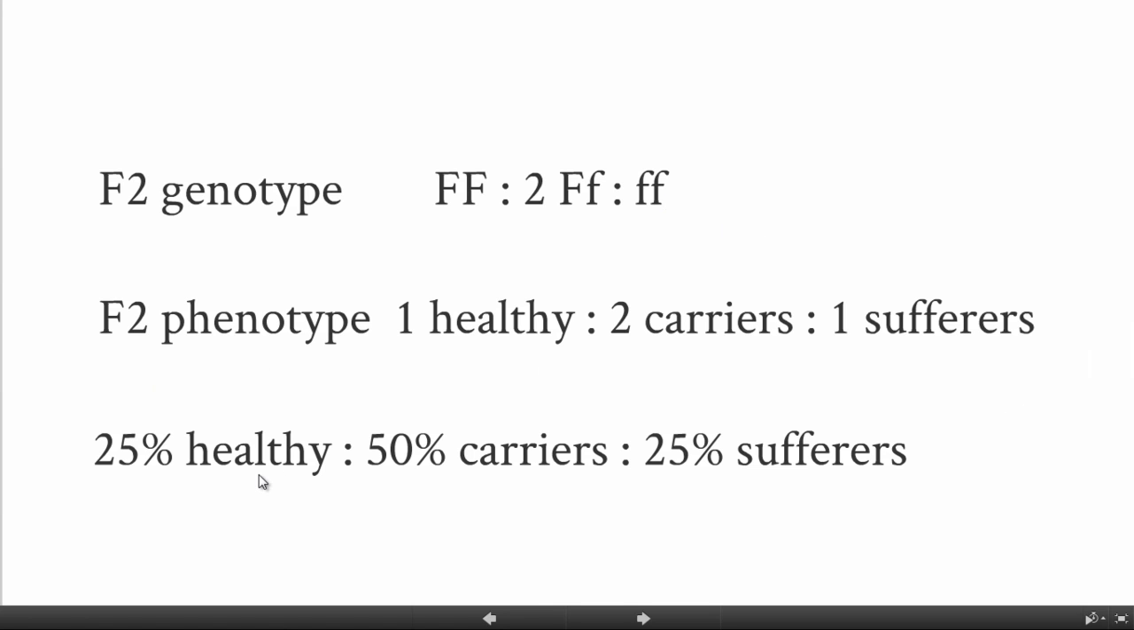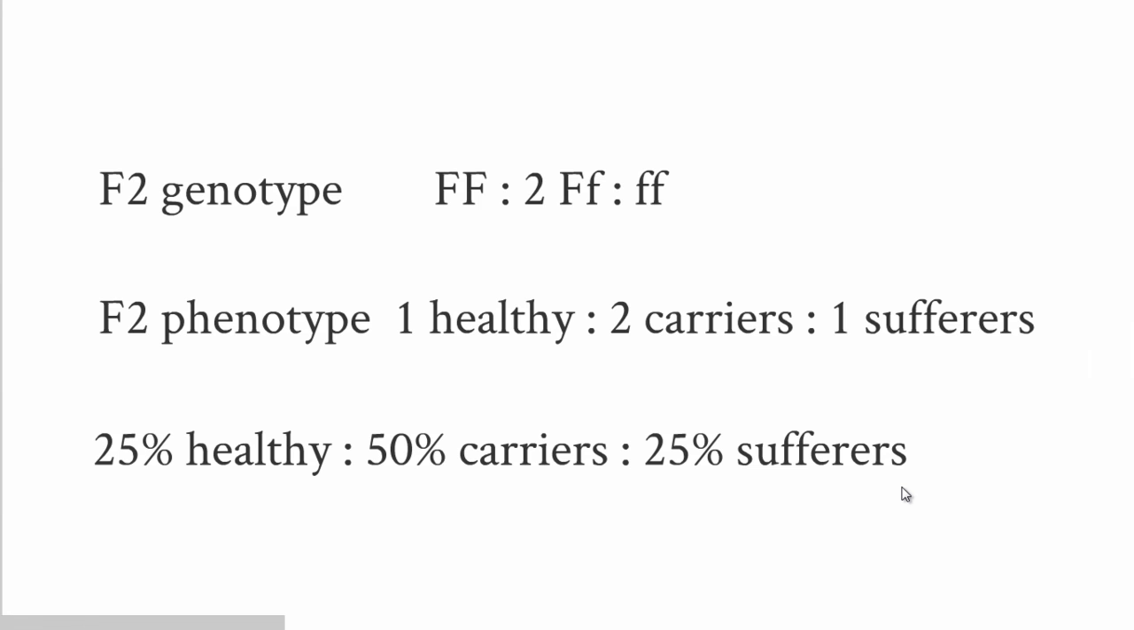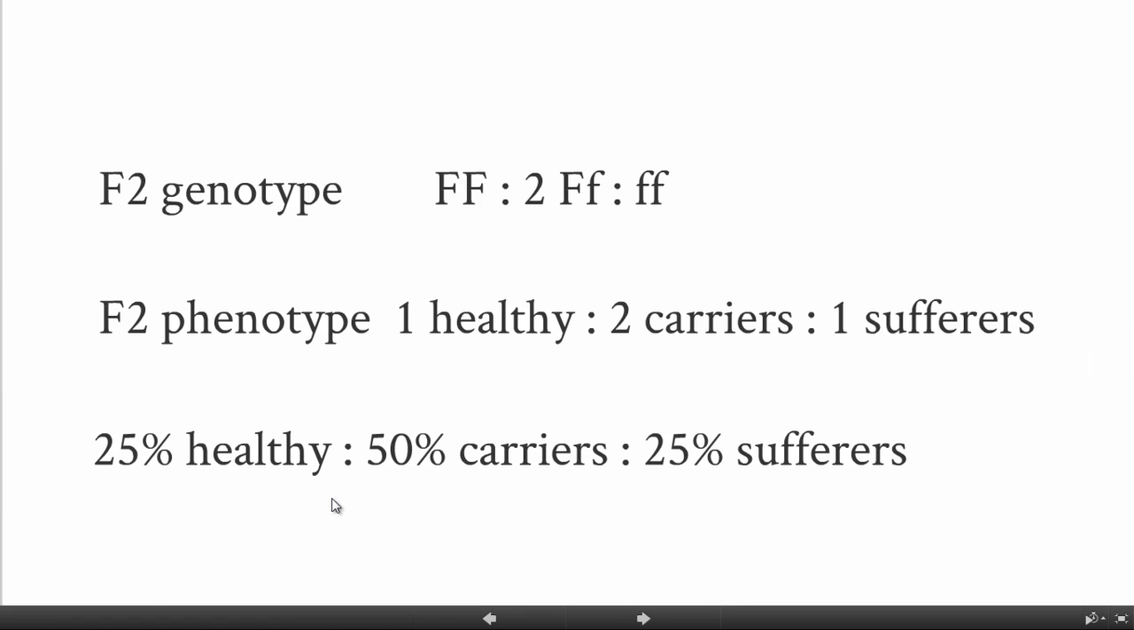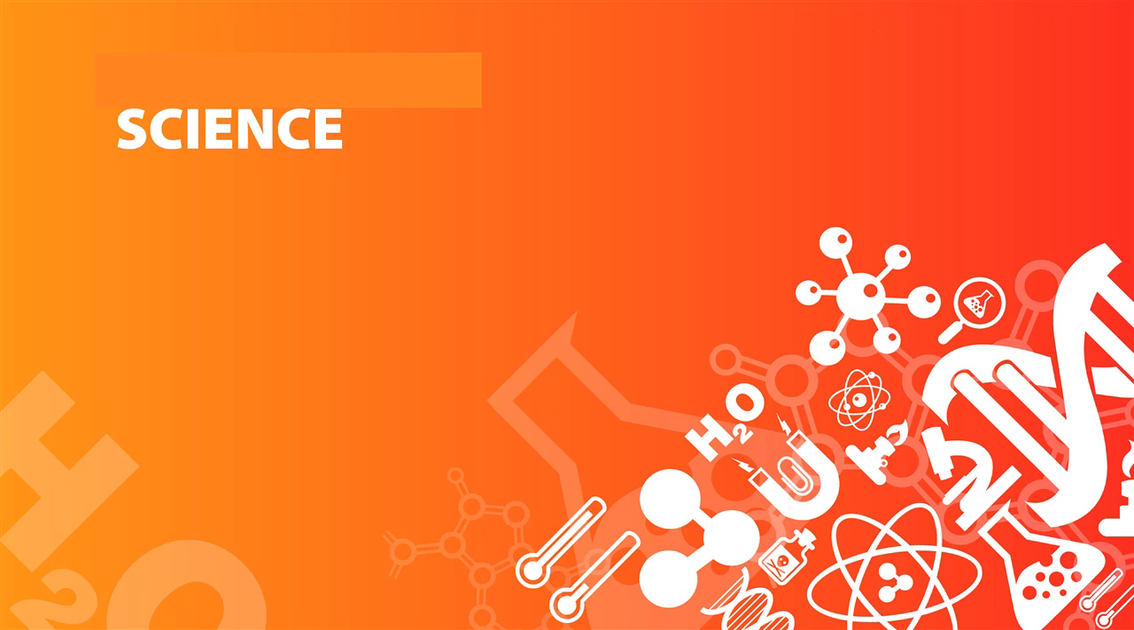This gives you a 25% chance of producing somebody who's healthy, a 50% chance you'd expect carriers, and a 25% chance you'd expect sufferers. Now this is always done by chance. It is possible for two carriers to have four or five children in a row with cystic fibrosis. That would be unlikely, because there's a 1 in 4 chance of those two individuals producing a child with cystic fibrosis. But these numbers give an overall estimation, or a probability, of the likelihood of that outcome.